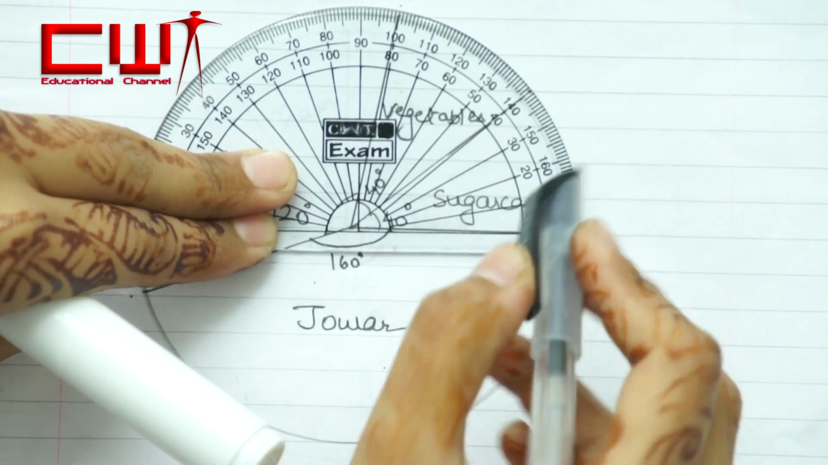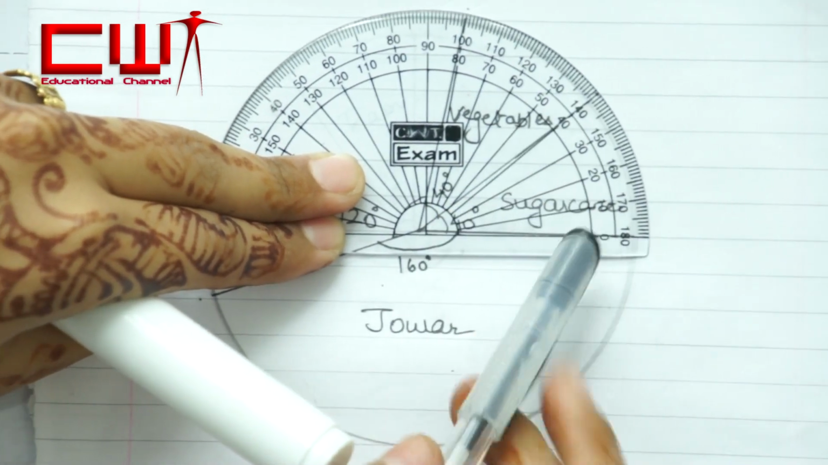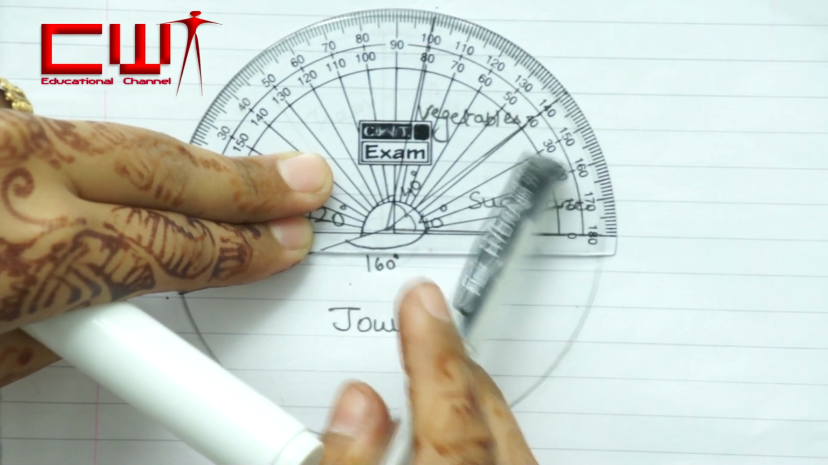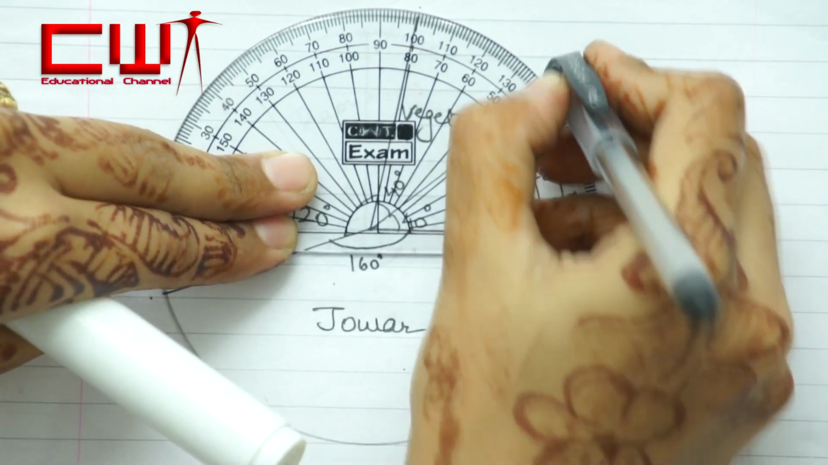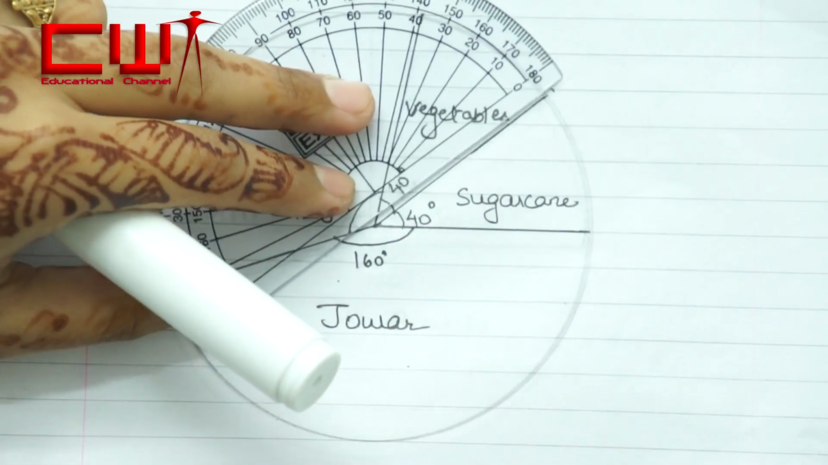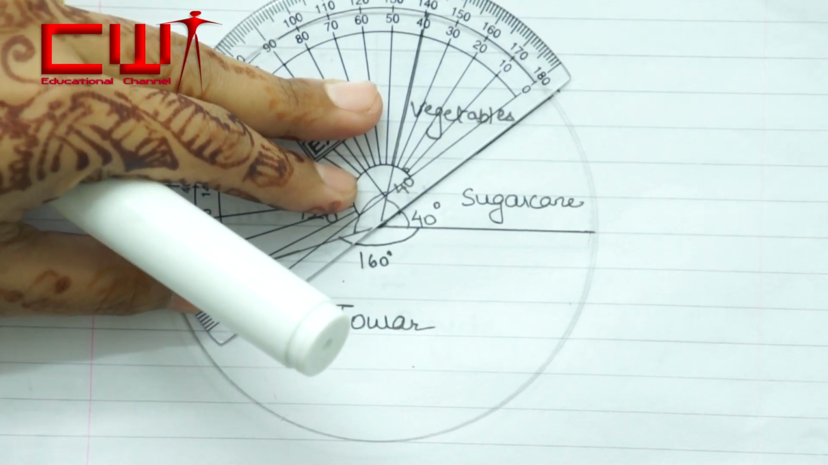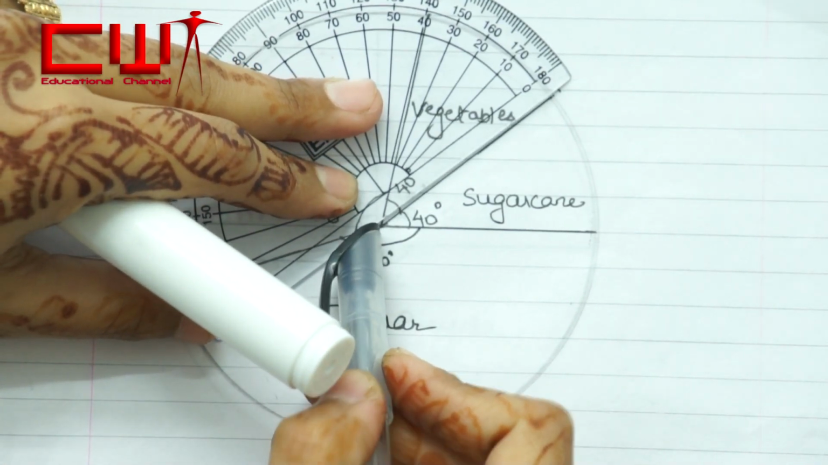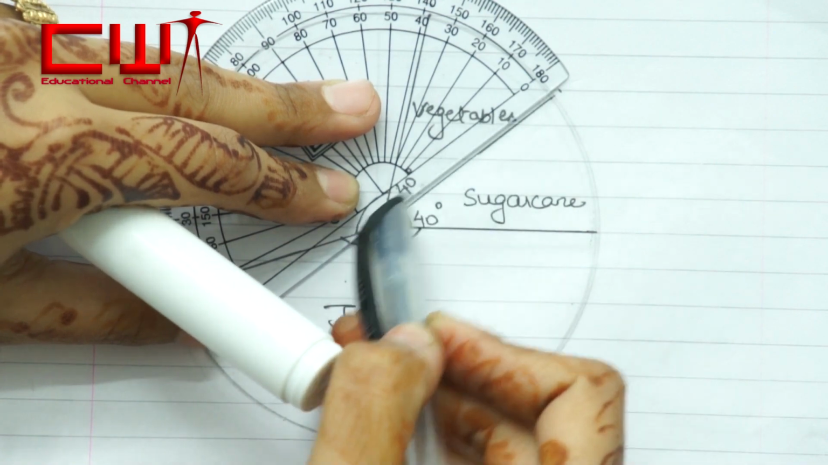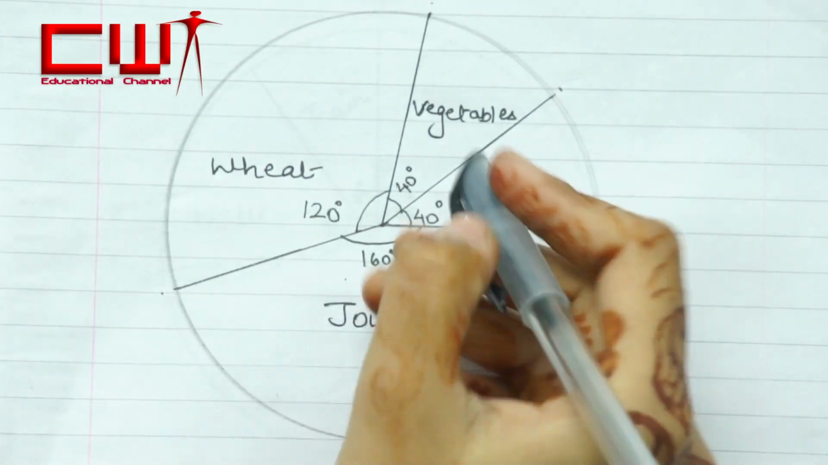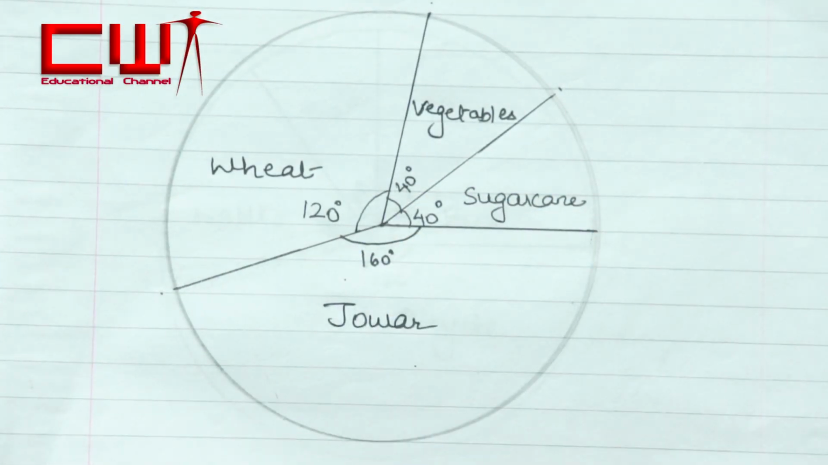You don't have to look at the outside circle, you look at the inner circle: 0, 10, 20, 30 and 40. Put a dot at 40, right? Then from the dot to the center dot, that is the radius, you join the line. So here you will get 40 degrees. That 40 degrees is known as the sugarcane.